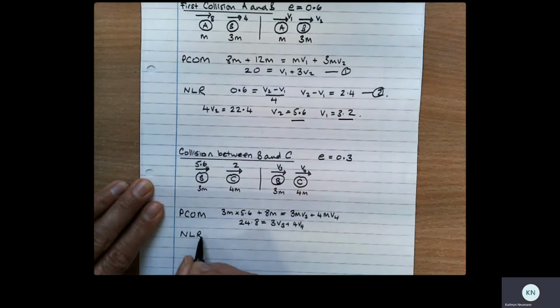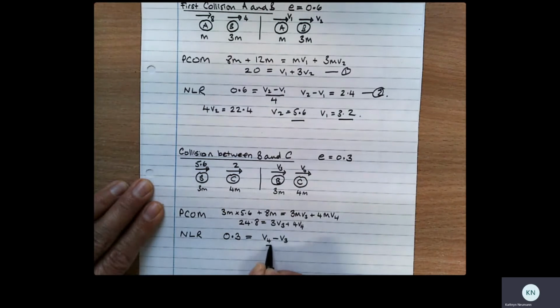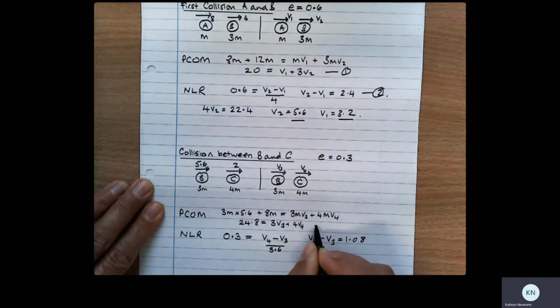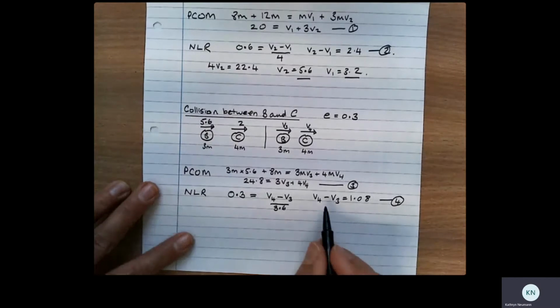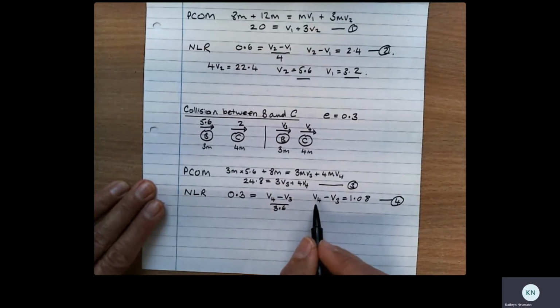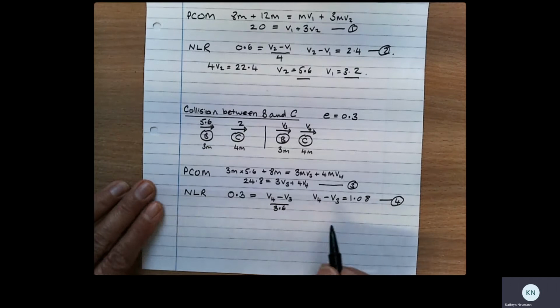We're going to do Newton's law of restitution here. So that says that E, which in this collision is 0.3, just be careful there, is separation, which is v4 minus v3 over the approach speed, which is 3.6. So this gives me the equation v4 minus v3 is 1.08. I'm going to call this equation here 3 and this equation here 4, and we're going to solve those two equations simultaneously.